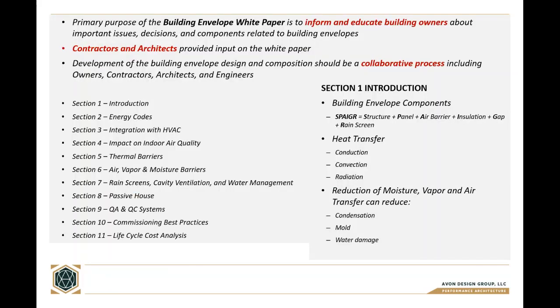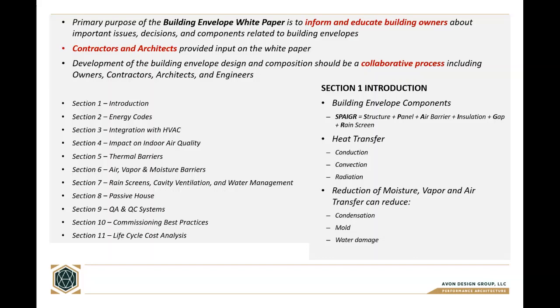The primary purpose of the building envelope white paper is to inform and educate building owners about important decisions, issues, and components related to building envelopes. It was written by contractors and architects, and the development of the building envelope design and composition should be a collaborative process, which is what the AIA-MBA Joint Committee is all about, including owners, contractors, architects, and engineers.